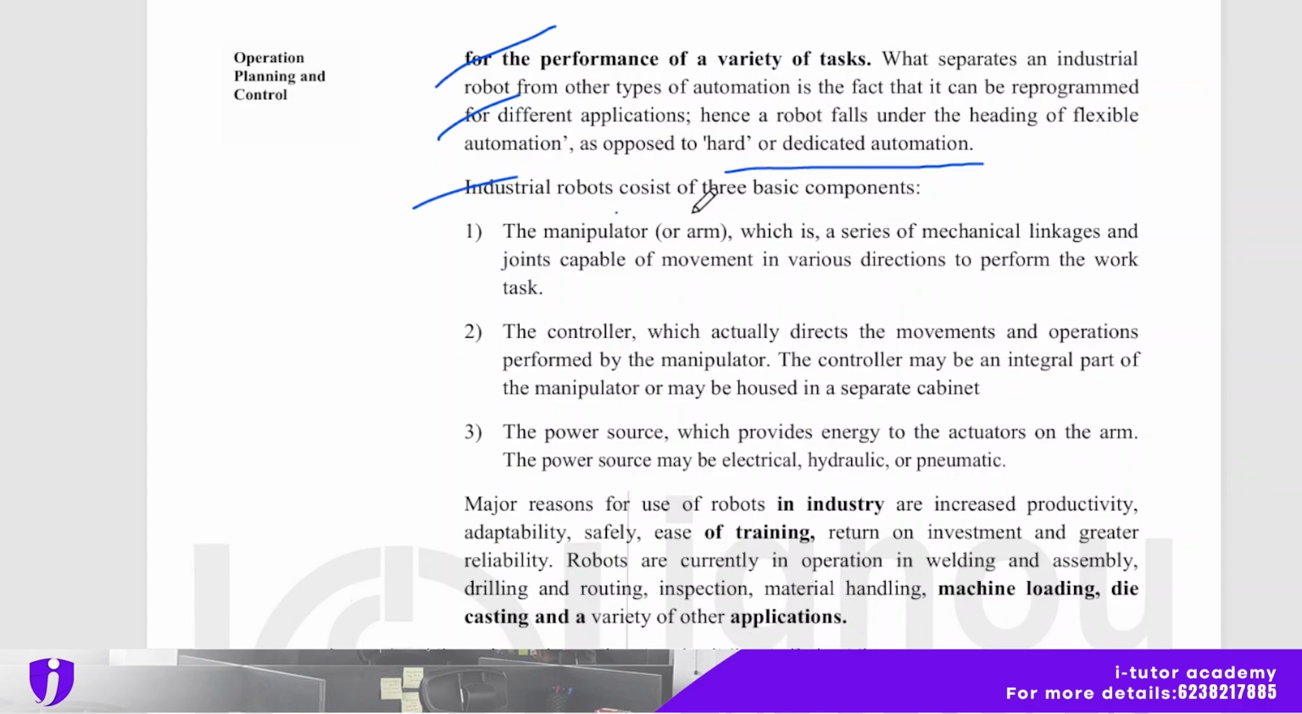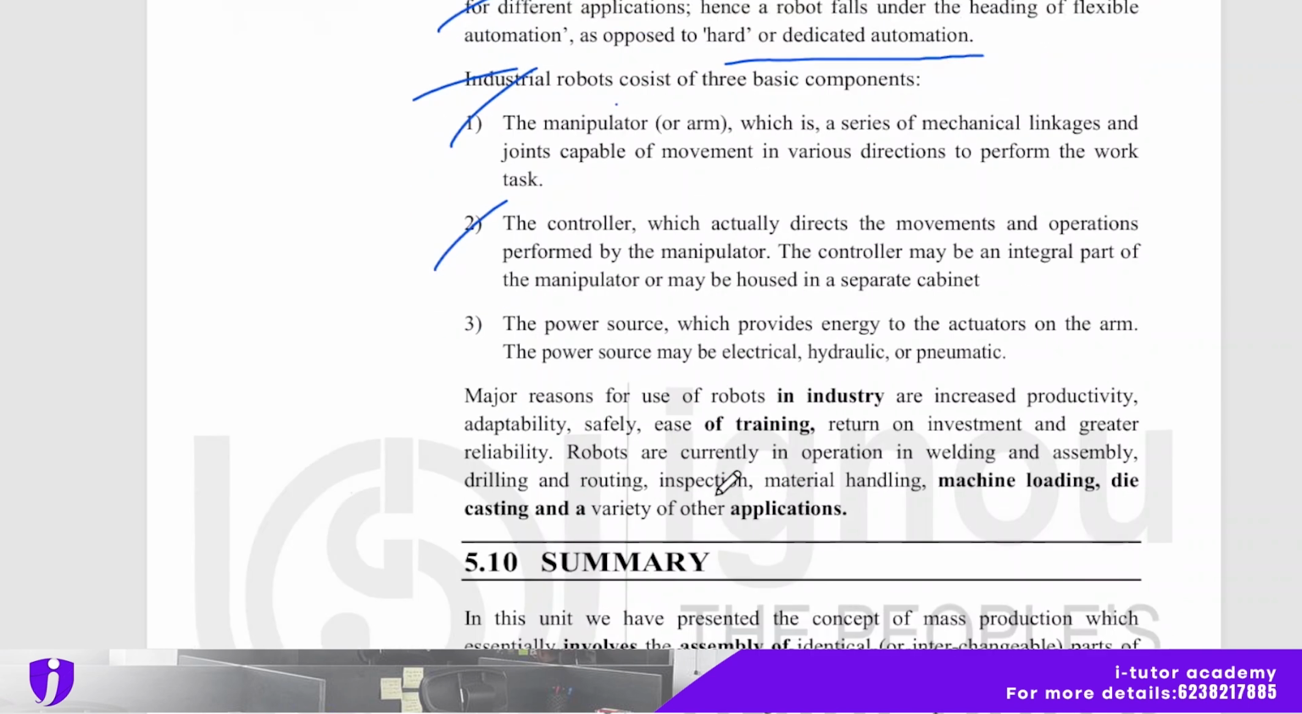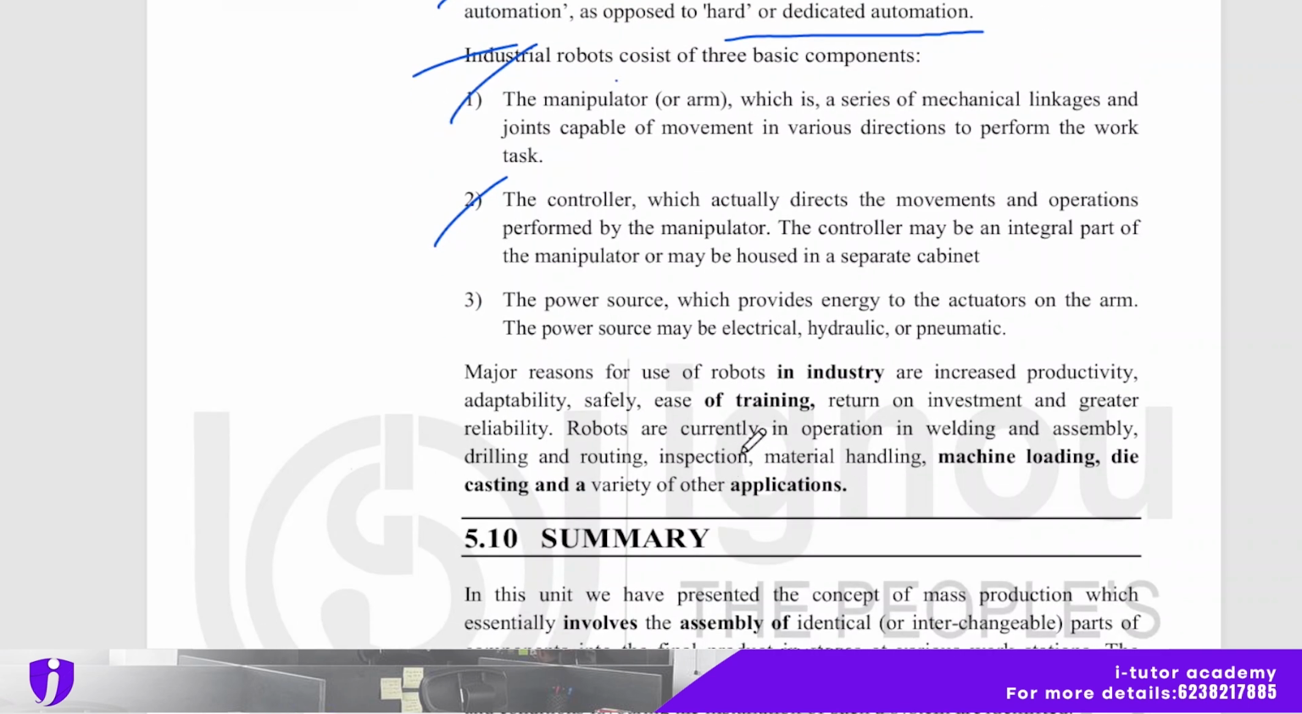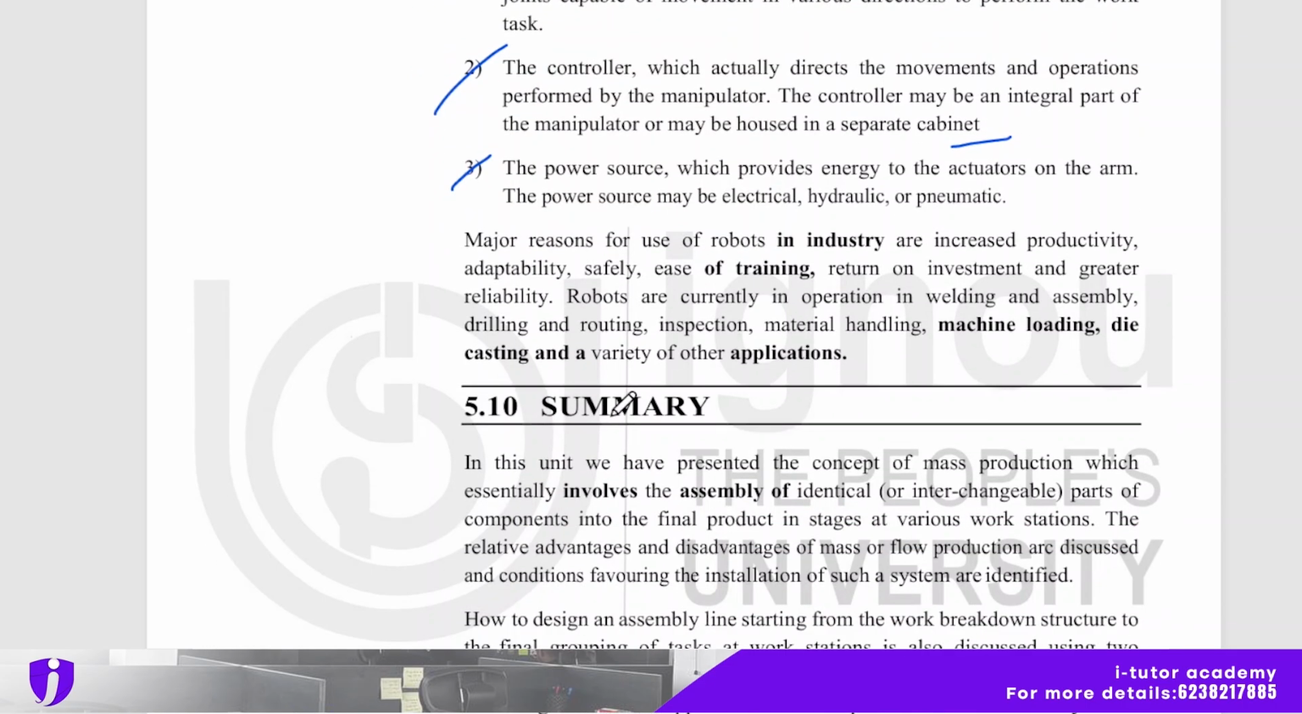Industrial robots consist of three basic components. The first one is the manipulator or arm, which is a series of mechanical linkages and joints capable of movement in various directions to perform the work task. And the controller, which actually directs the movement and operations performed by the manipulator. The controller may be an integral part of the manipulator or may be housed in a separate cabinet. Third one is the power source, which provides energy to the actuators on the arm. The power source may be electrical, hydraulic or pneumatic.